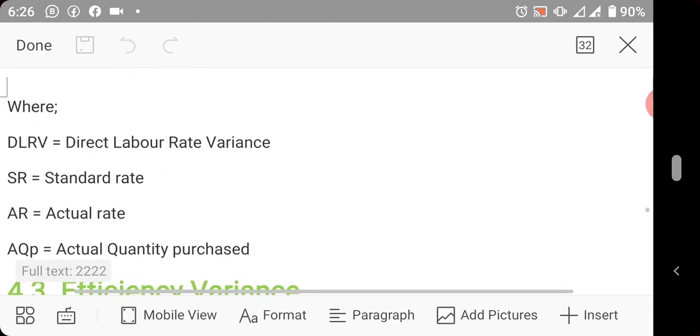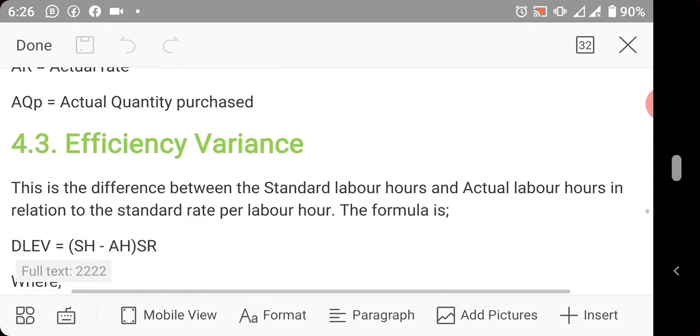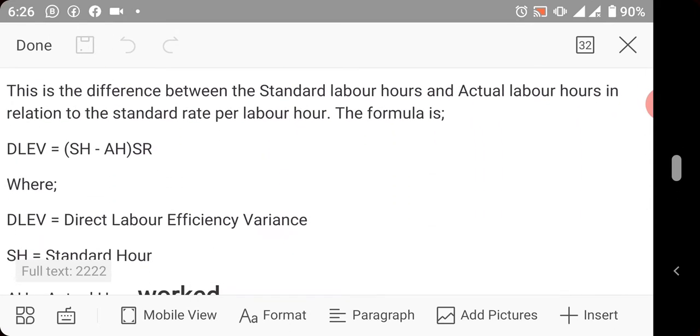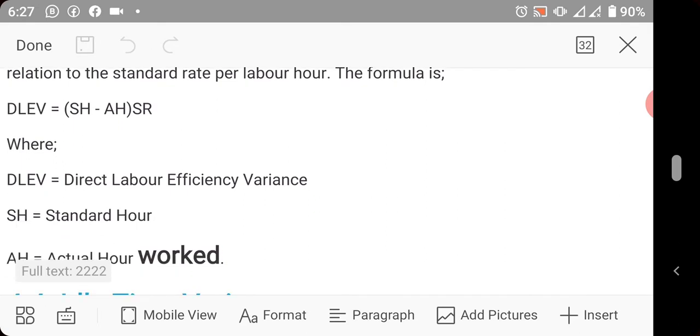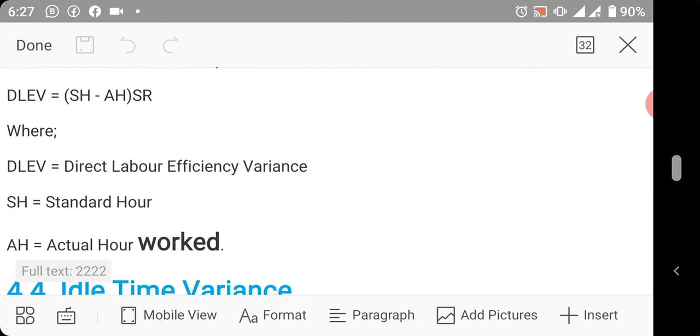We'll move to the last part, which is efficiency variance. This is a difference that arose as a result of the workers being efficient. That is to say, the workers actually take a lesser time compared to the actual hour they budgeted for. So the formula is standard hour minus actual hour times standard rate, as the case may be. Now, this actual hour is actual hour worked. So when we talk about efficiency, we're looking at that time that they were engaged in active work.